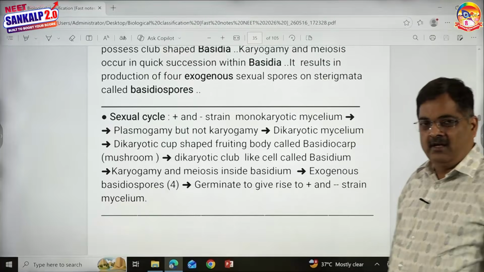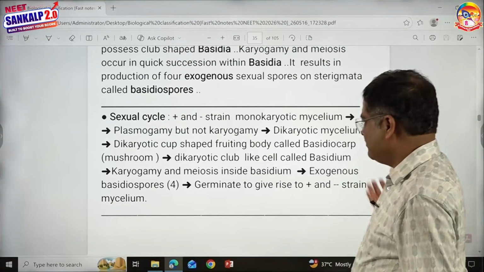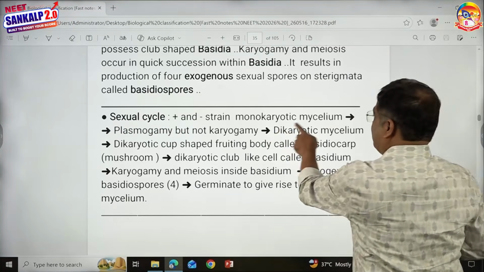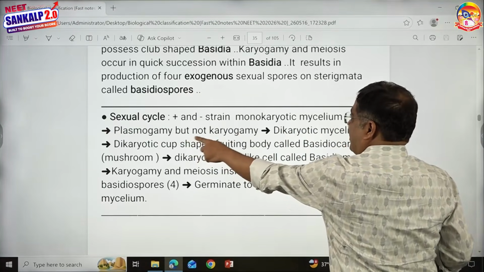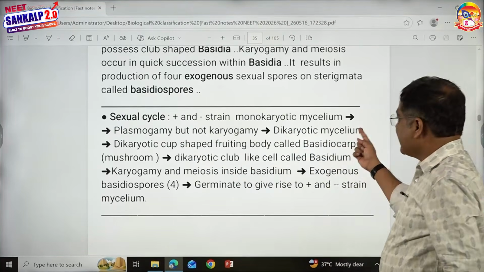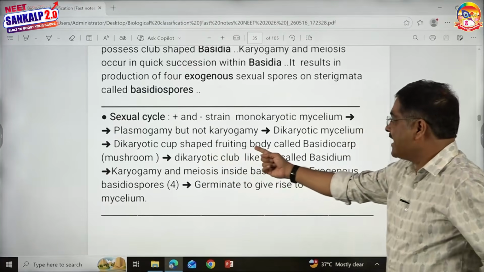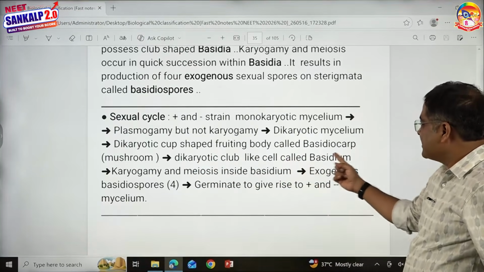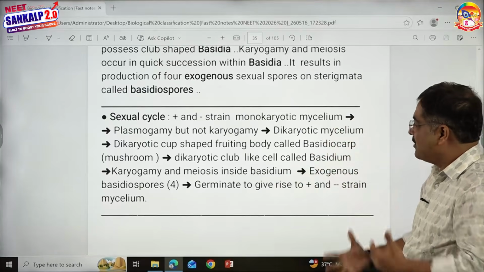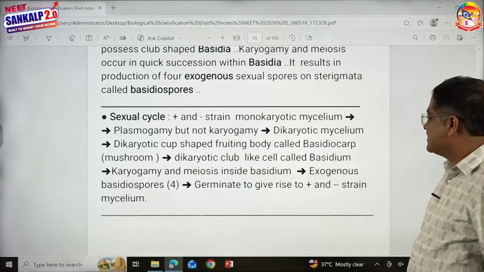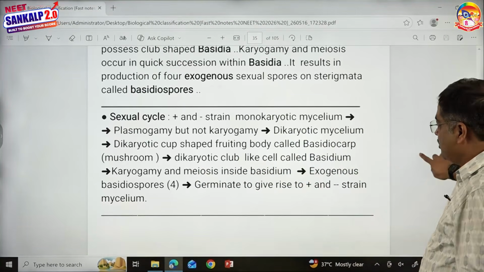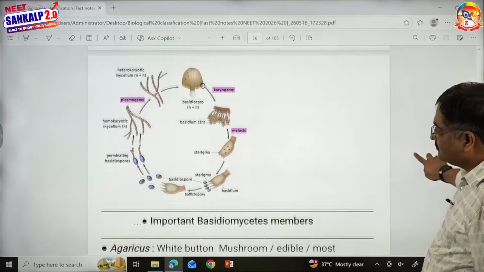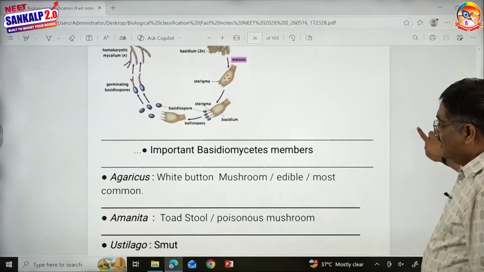Did I overdo it by talking about this again and again? I get that feeling. But anyway, plus and minus strain monokaryotic mycelium, plasmogamy occurs but not karyogamy. Dikaryotic mycelium. This dikaryotic cup-like fruiting body is called basidiocarp. This dikaryotic club-like cell called basidium will be there in that fruiting body. Karyogamy and meiosis occur inside the basidium. Exogenous basidiospores germinate to give rise to plus and minus strain. This is it. You could see that.